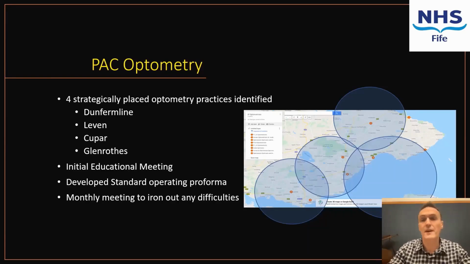We set up an initial education meeting at which we were able to develop standard operating procedures, in other words, a way of how to actually take photographs and what types of images I would be after. Following on from this, we've continued to have monthly meetings to iron out any difficulties in the process.